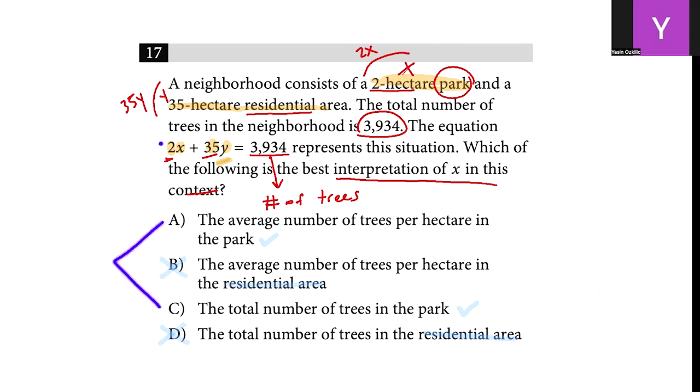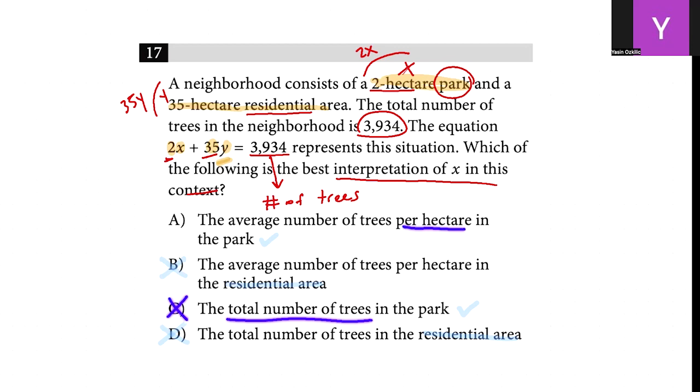So the equation is 2x. The 2 here, as you see, is the 2-hectare park, and then you are multiplying it by x. If you are multiplying by x, it cannot be the total number of trees in the park, because if you knew the total number of trees in the park, you wouldn't need to identify the area of 2 hectares. So that's why the total number of trees is not possible. You are supposed to go by per hectare. So C is also an impossible answer.